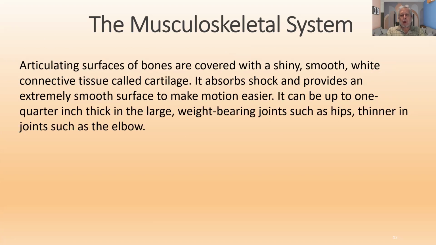Articulating surfaces of bones are covered with a shiny, smooth, white connective tissue called cartilage. It absorbs shock and provides an extremely smooth surface to make motion easier. It can be up to 1/4 inch thick in the large weight-bearing joints such as the hips, and thinner in joints such as elbows.